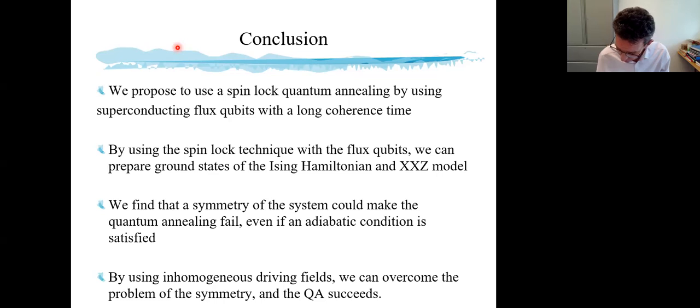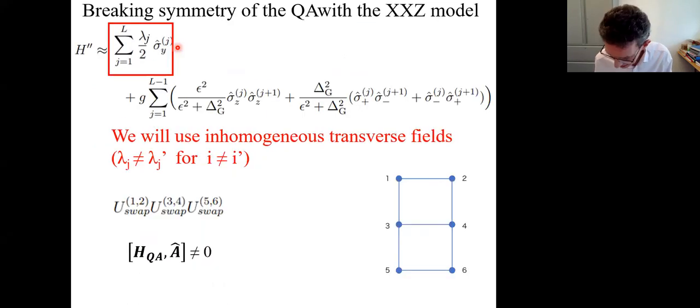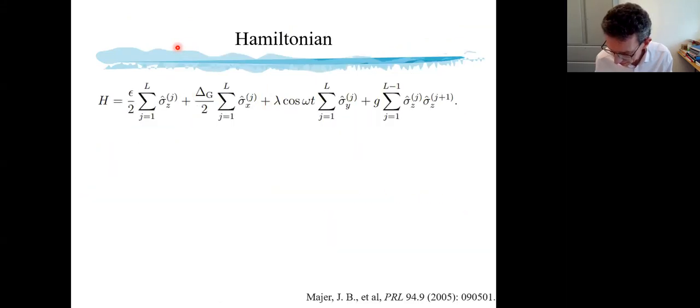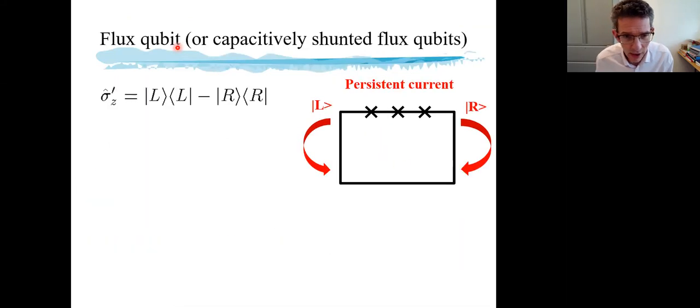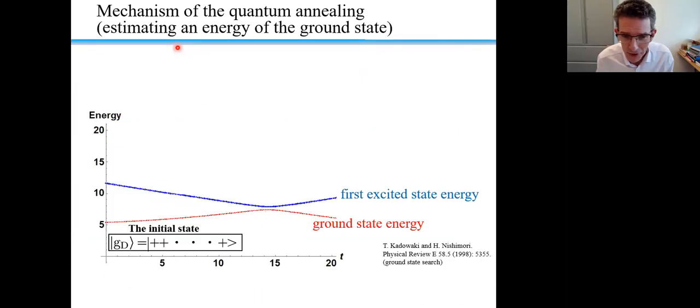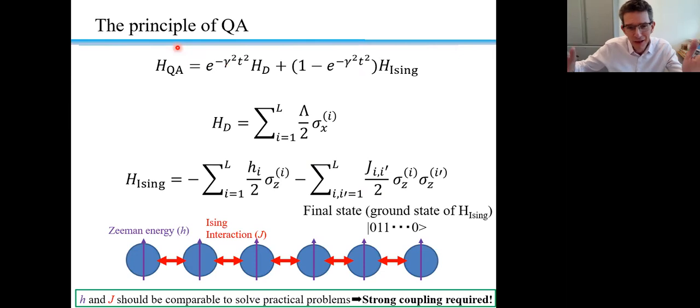Quite early on in your presentation, when you were introducing quantum annealing, you had a driver term which went like e to the minus t squared. Is there any particular reason you chose that driver, or is that just arbitrary?